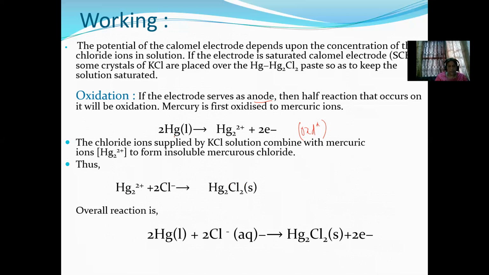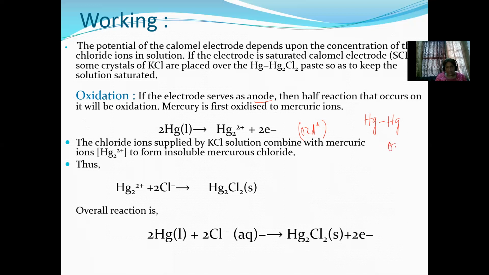So the mercury is oxidized to the mercurous ion. Okay, this is the mercurous ion. Why do we call it the mercurous ion? Because this mercurous ion is a dimeric ion. Mercury-mercury bonding is there. It is a diatomic ion. So since it is 2 plus, we can say that each of the atoms has a charge of plus 1.